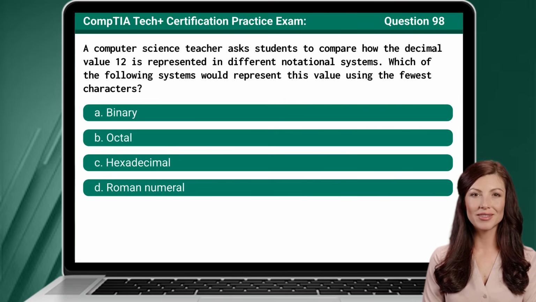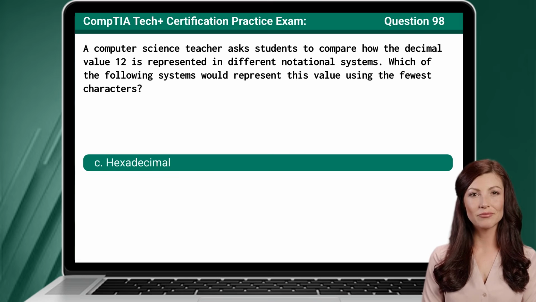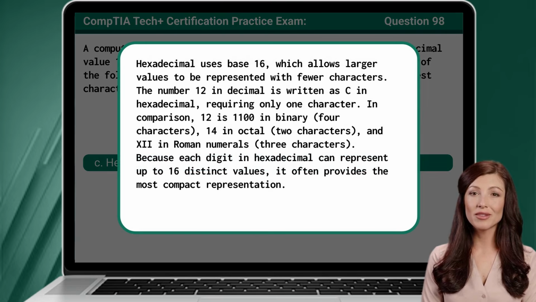The answer is C. Hexadecimal. Hexadecimal uses base 16, which allows larger values to be represented with fewer characters. The number 12 in decimal is written as C in hexadecimal, requiring only one character. In comparison, 12 is 1100 in binary, 14 in octal, and XII in Roman numerals. Because each digit in hexadecimal can represent up to 16 distinct values, it often provides the most compact representation.